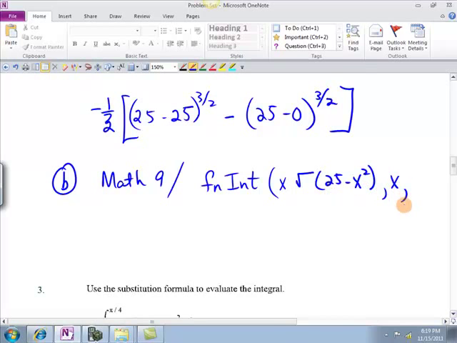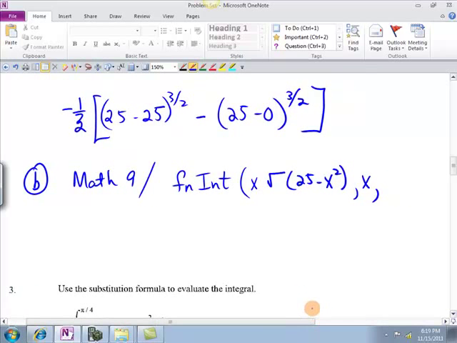Comma, x, comma, what goes next? We're doing from negative 3, comma 3, close. And let's see what you get. 0.